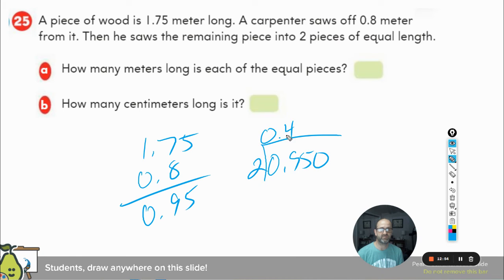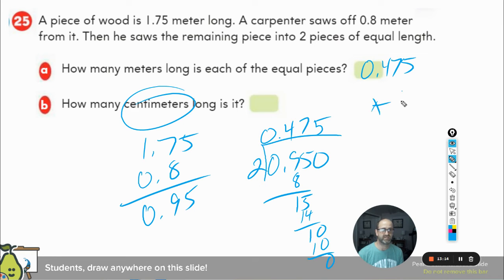2 goes into 9. 4 times 2 is 8. 2 goes into 15. 7 times 2 is 14. 2 goes into 10. 5 times 2 is 10. Boop. How many meters long is each of the equal pieces? Well, it's 0.475. And to convert to centimeters, you're going to times by 100.